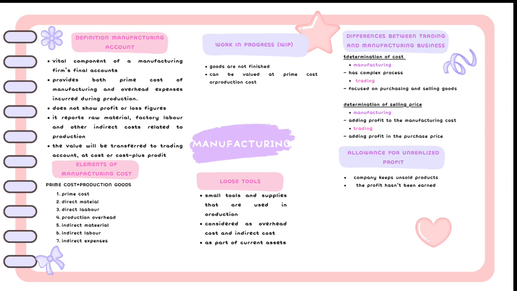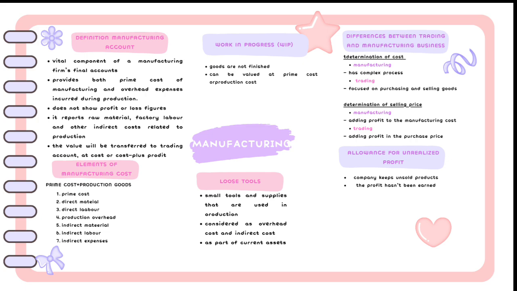Then, production overhead is an indirect cost incurred during the production processes. It is called manufacturing overhead or factory overhead. For example, indirect material, indirect labor, and other indirect expenses. Indirect materials are materials used in making a product but have a minimal cost, for example, nails and glue.